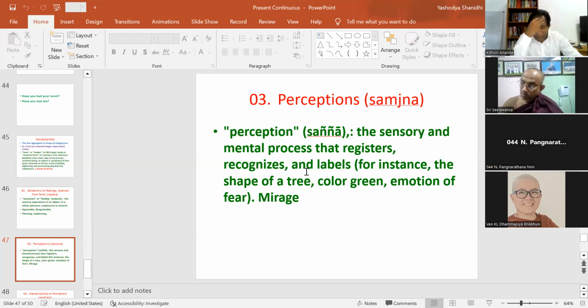Then we analyze the sensations received from these sense faculties and identify them as this or that. For instance, the shape of a tree, the color green, emotions of fear, happiness, and so on.